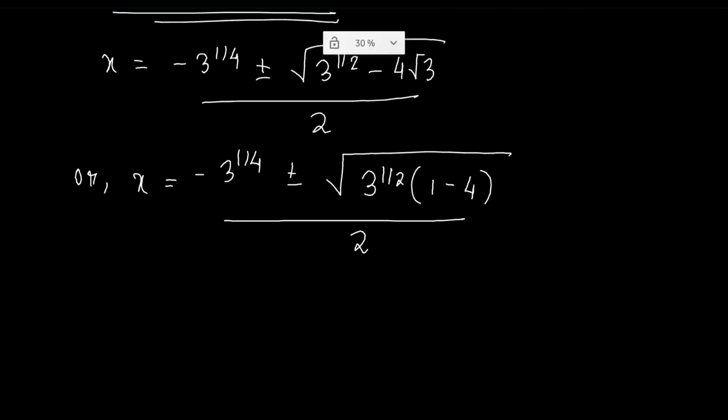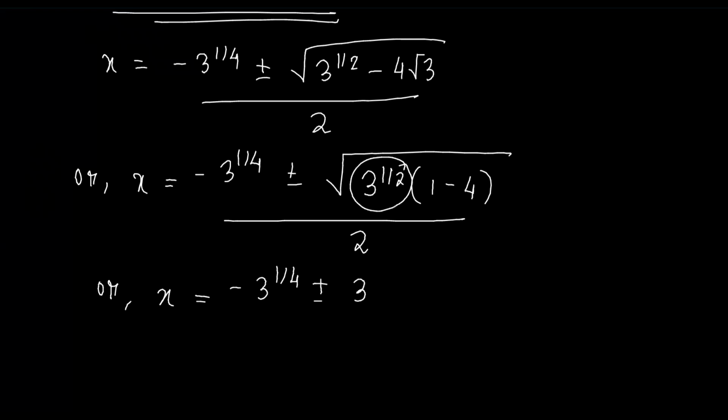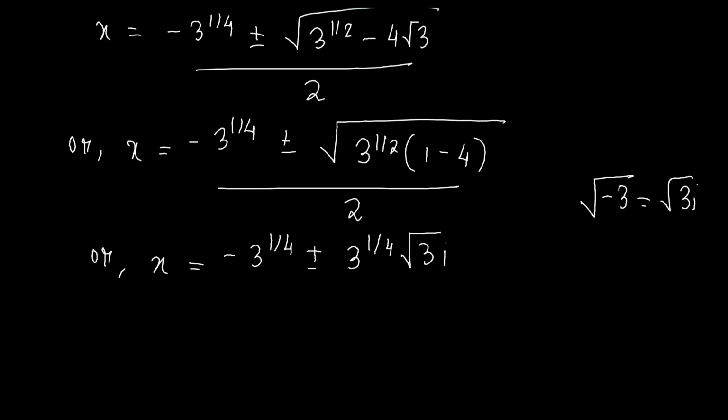Okay. Now in the next step we can write that x is equal to minus 3 to the power 1 by 4 plus minus. Now if I just take this outside, so it will be 3 to the power 1 by 2 whole to the power 1 by 2. So we can write this one as 3 to the power 1 by 4 into 1 minus 4, that means root over of minus 3. Now root over of minus 3 we know from complex numbers, we can write it as root 3i. Okay, we can write this one like this. So this is actually root 3i by 2.